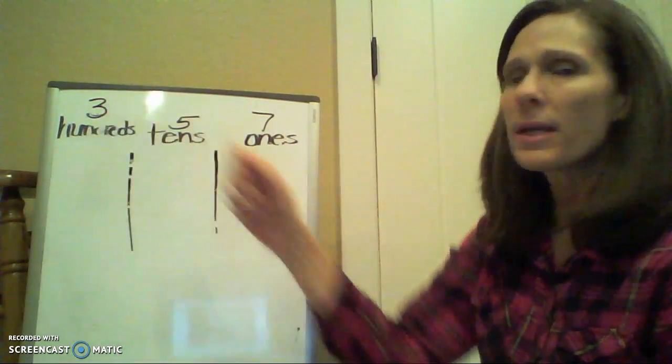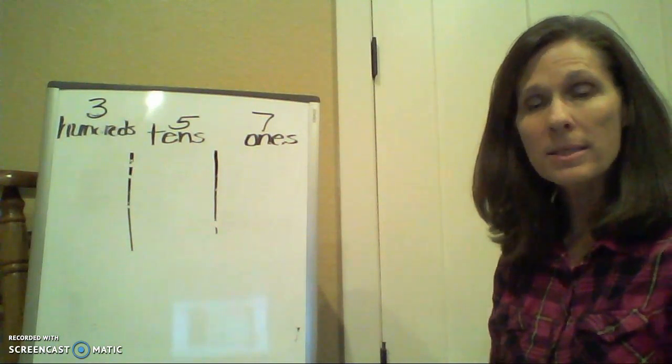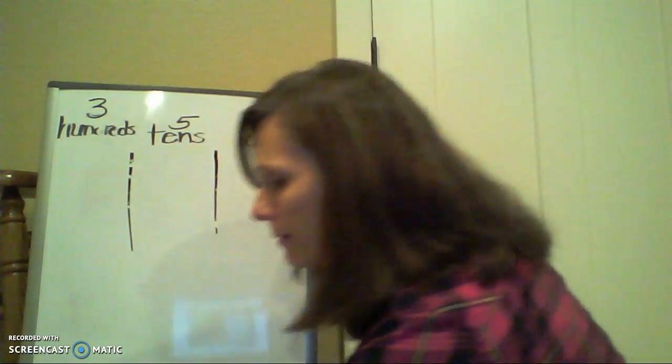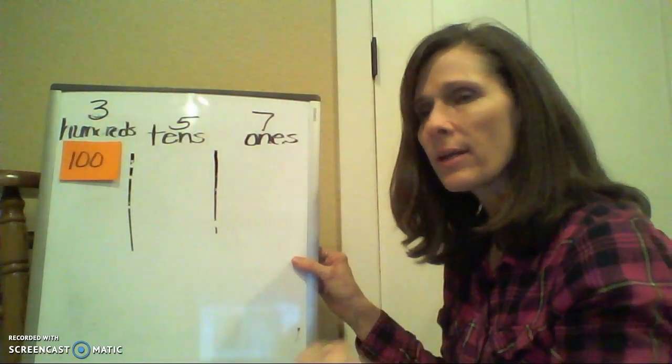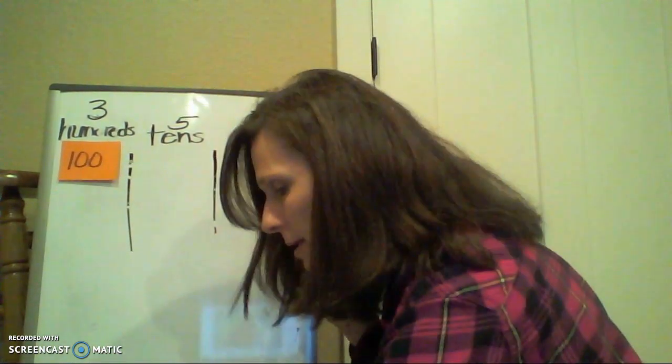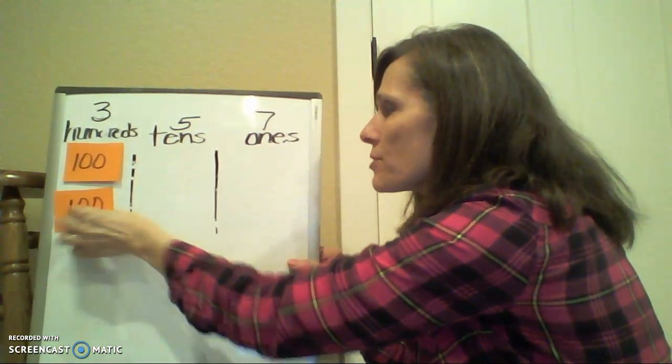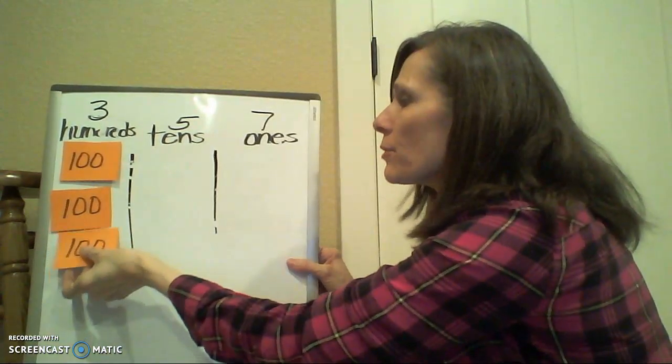Okay, so what does the 3 really mean when it sits in the hundreds place? It means 3 groups of 100. So 1 group of 100, 2 groups of 100, and 3 groups of 100.